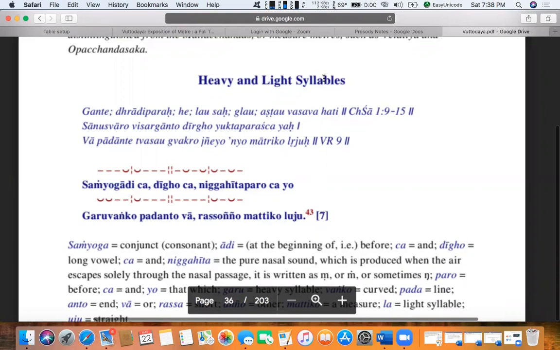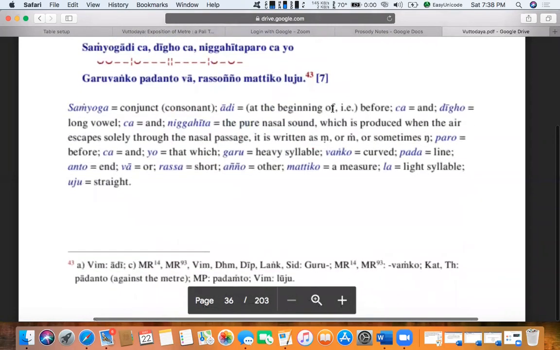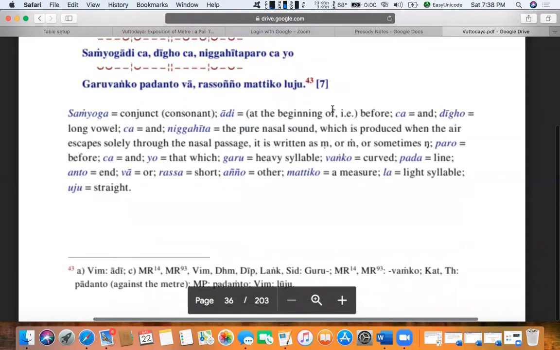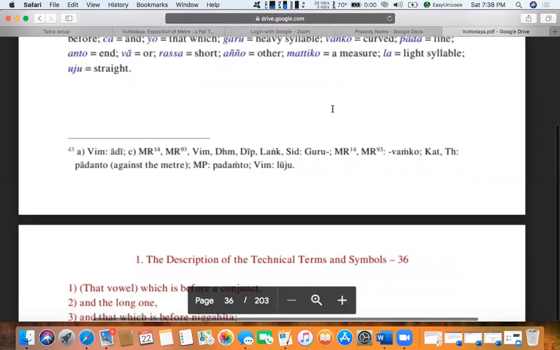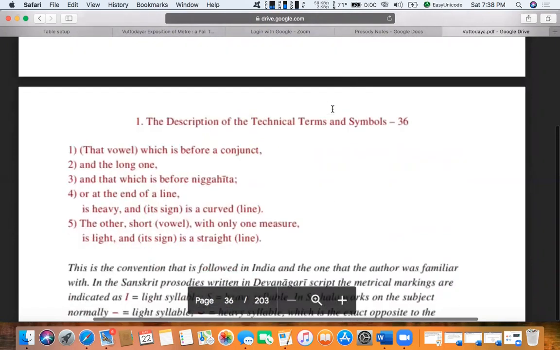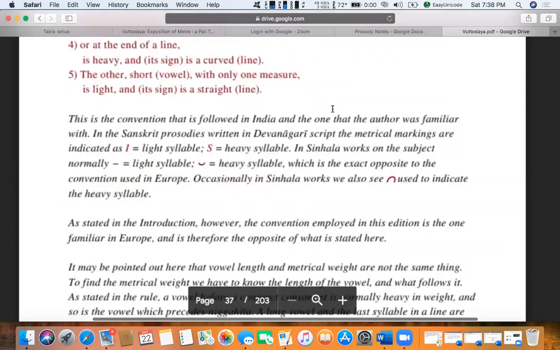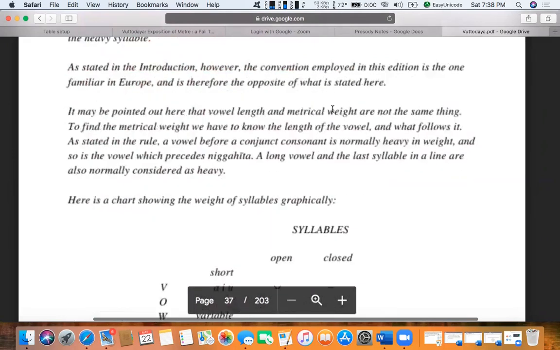Talking about light syllables, the Pali word is actually lahu, but the Sanskrit term is laghu. Because of that, in Sri Lanka we mostly use laghu for light syllables. In Myanmar they only use lahu. So that is the difference of light and heavy syllables.